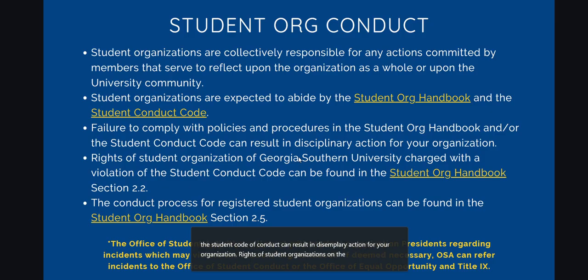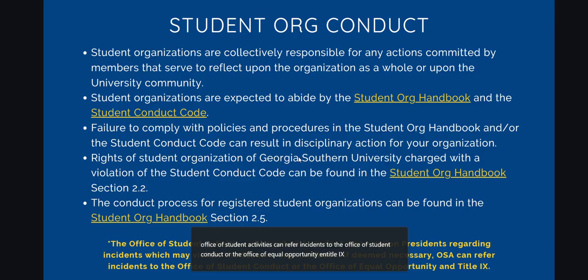Rights of student organizations at Georgia Southern University charged with a violation of the student code of conduct can be found in the student org handbook section 2.2. The conduct process for registered student organizations can also be found in the student org handbook section 2.5. The Office of Student Activities will make sure that we meet with student organization presidents regarding incidents that might violate the student org handbook, just to make sure that we're all on the same page. If deemed necessary, the Office of Student Activities can refer incidents to the Office of Student Conduct or the Office of Equal Opportunity and Title IX.